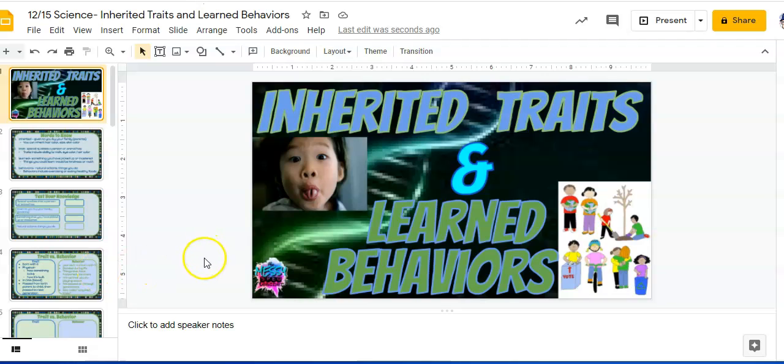Hey, fifth graders, this is a Google Slides activity that you all are going to be completing today for science. This is the directions. After you watch the directions, you'll go to the Google slide. You'll complete those slides and then you will submit it.